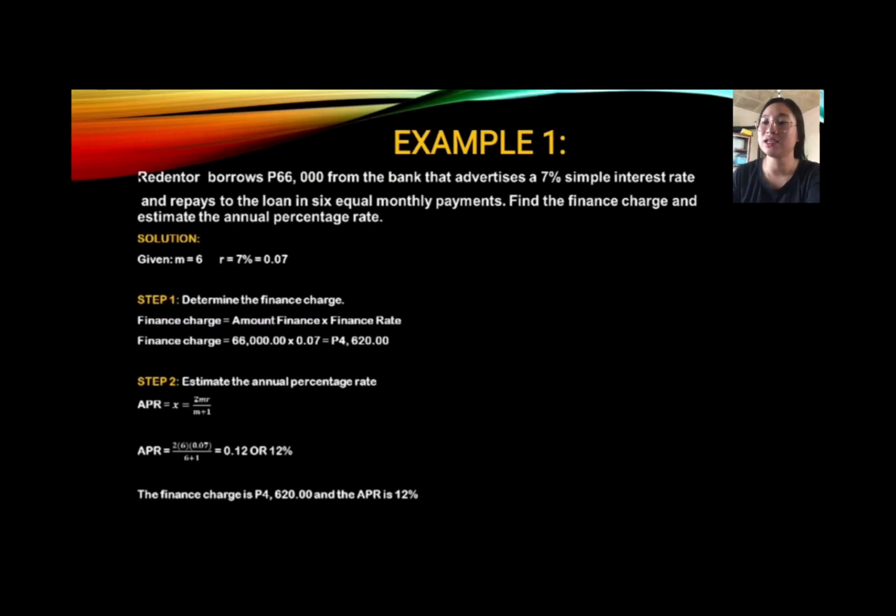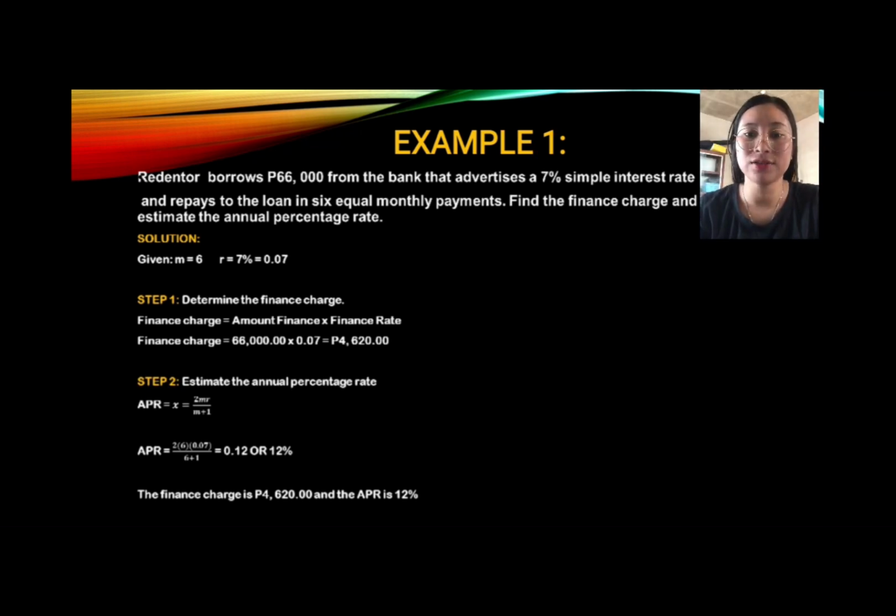So I have here an example. Redemptor borrows 66,000 pesos from a bank that advertises a 7% simple interest rate and repays the loan in 6 equal monthly payments. We need to find the finance charge and estimate the annual percentage rate. So I have here a solution. The given is M is equal to 6, which is the 6 months, and R is equal to 7%, equivalent to 0.07.